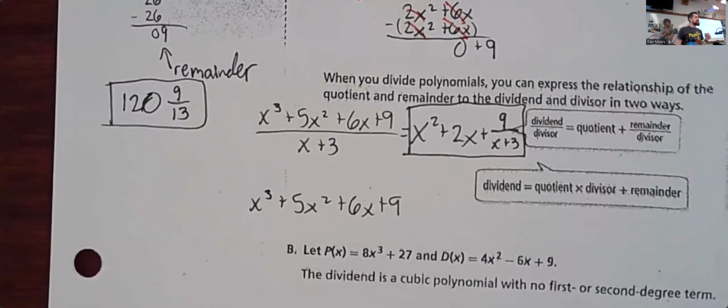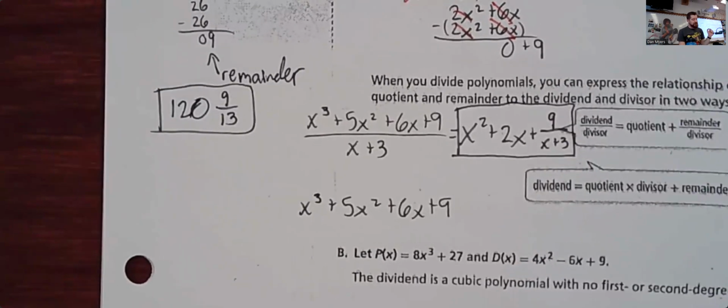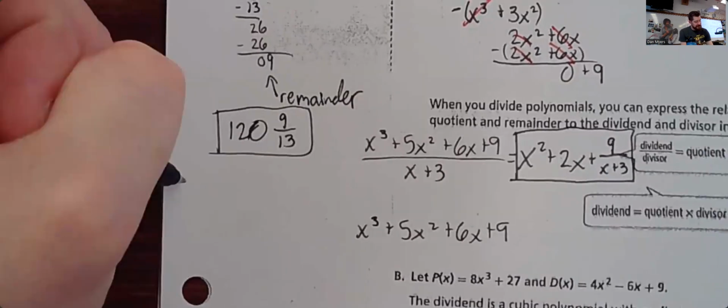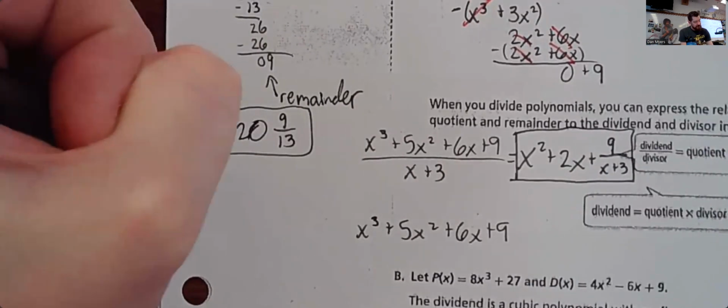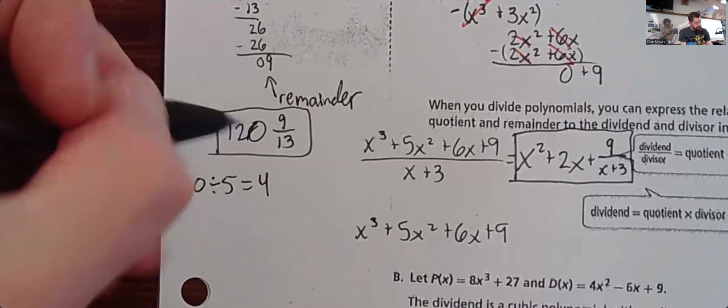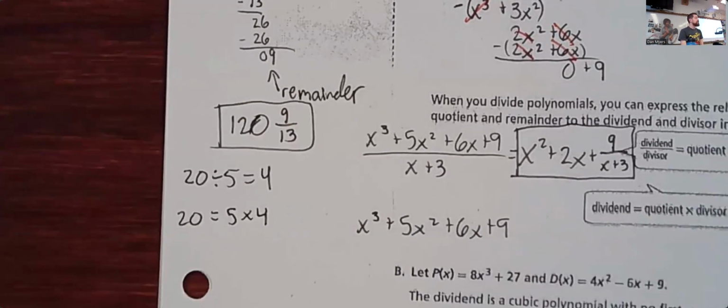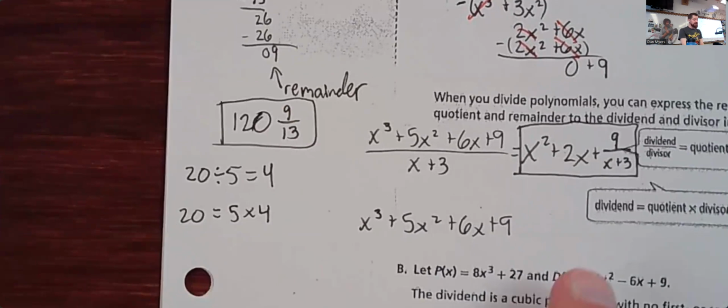And I'm going to go off to the side here for a second. Would you all agree? Listen up. Let's just do a little side problem. 20 divided by 5 equals 4, right? Everybody cool with that? Everybody knows that? Which means that 20 is equal to 5 times 4. So division can be written as multiplication. And so that's what we're going to do for this second one.